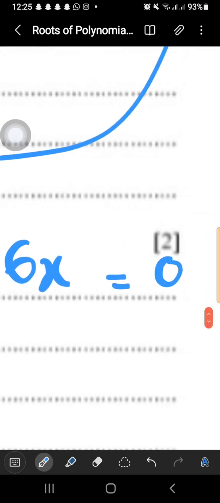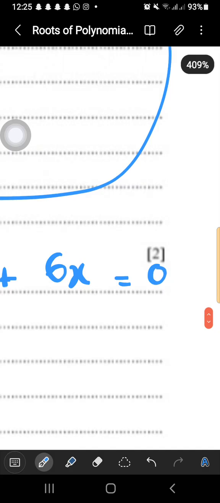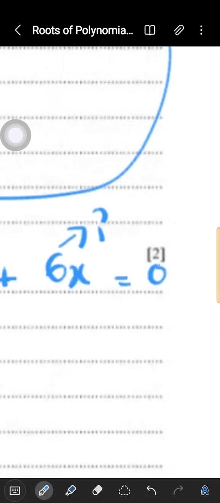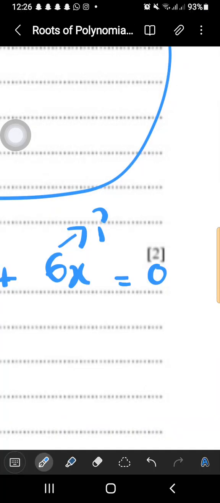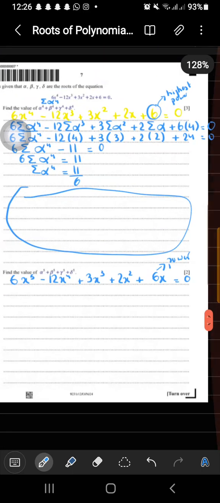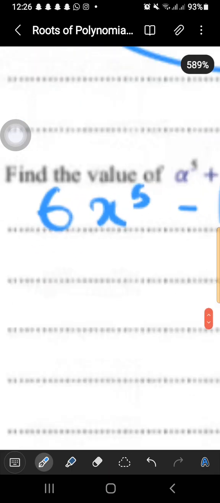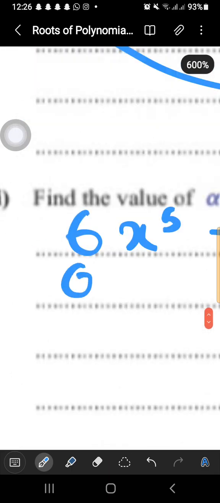Here the point to be noted is that we will not multiply this with the highest power, because here it is not a constant. We always multiply the constant, and it is not a constant here. So let's replace each and everything.